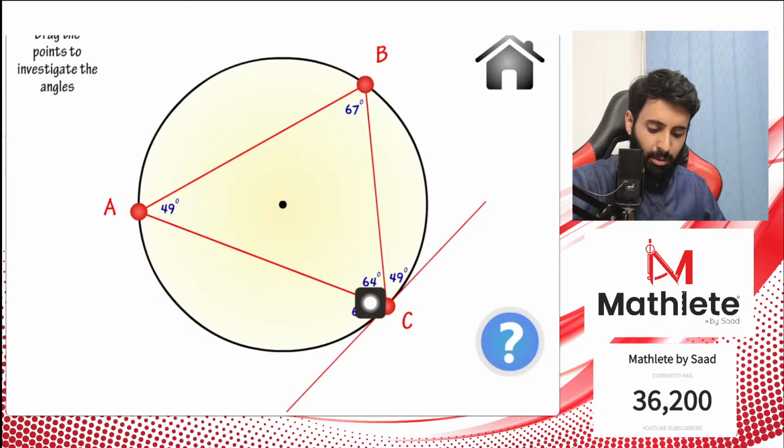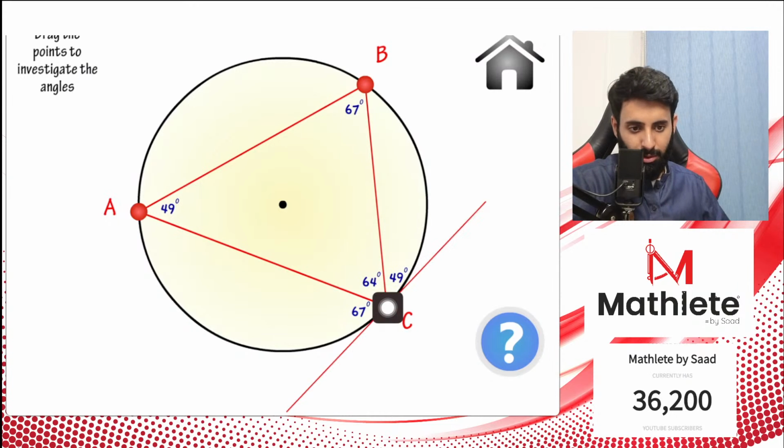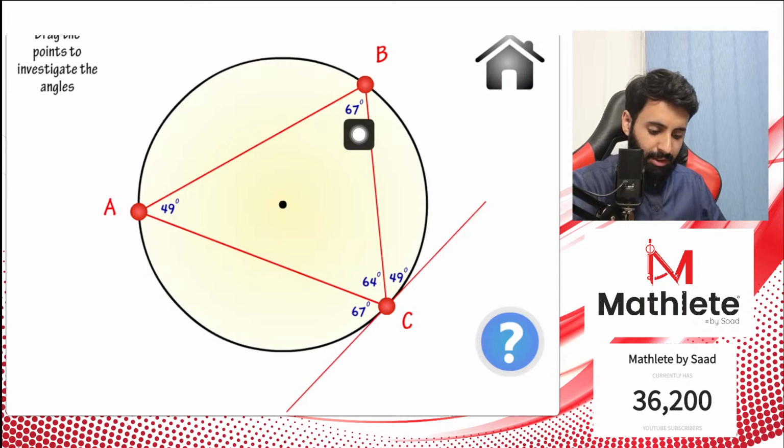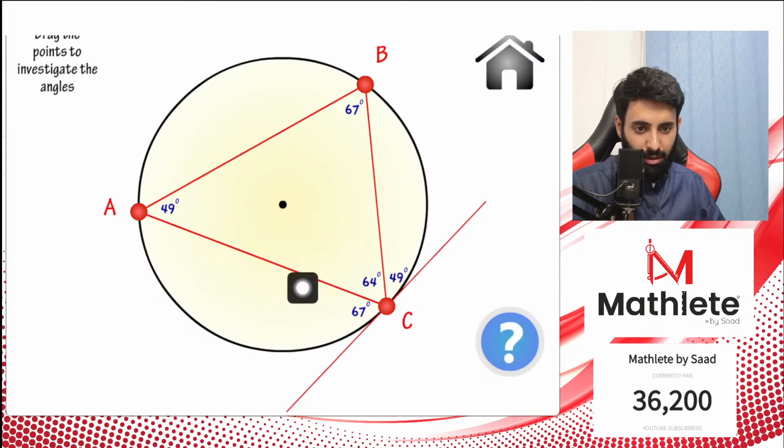Now the chord opposite to angle A and the tangent will make the same angle. So you can see that this is 49. The angle formed between the chord opposite to A and the tangent is also 49 degrees. And it doesn't end over there. If you have 67 degrees over here, the chord opposite to 67 degrees and the tangent will also make a 67 degree angle. Okay, so that's how this works.